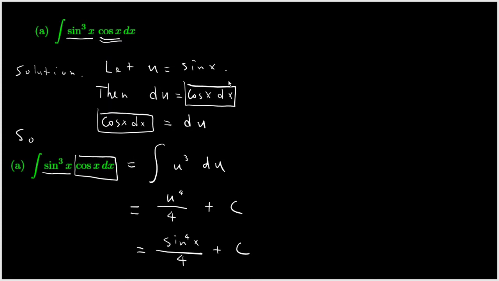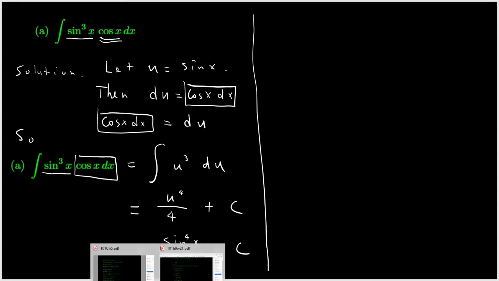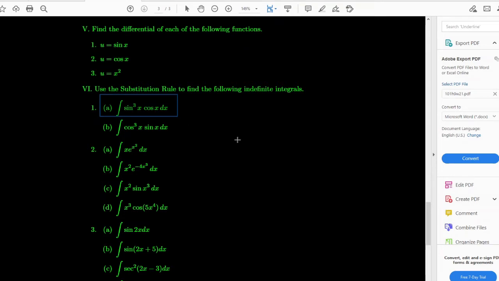And the other condition you need to check is the other factor. The other factor is the derivative of u, multiplied by a constant. If you can choose a u satisfying the two conditions, then you can use the substitution rule to evaluate the integral. So that's question A. Probably I can do question B on the same slide so that you can do a comparison.